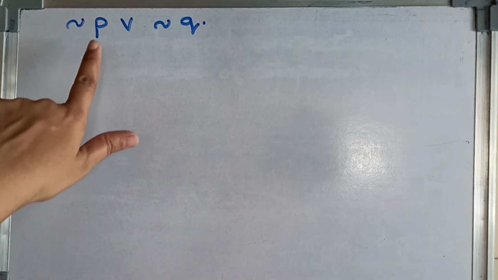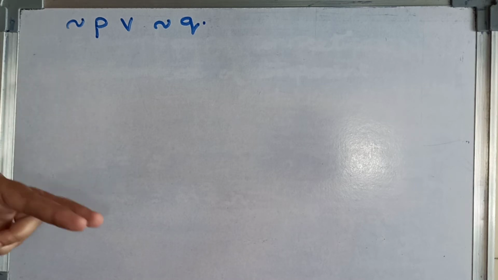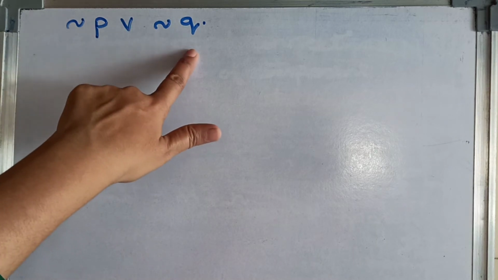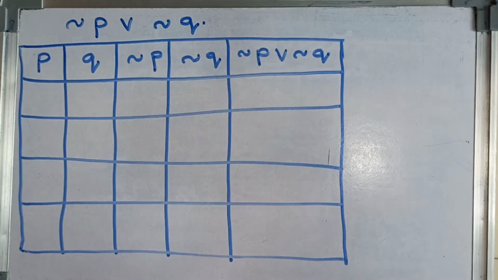Let us see how to construct a truth table for the statement pattern negation P or negation Q. First, the number of component statements is 2, P and Q. So the number of rows will be 2 raised to 2, that is 4. The connectives are 1, 2 and 3, so M is equal to 3. So the number of columns will be 3 plus 2, that is 5. So we have 5 columns and 4 rows.